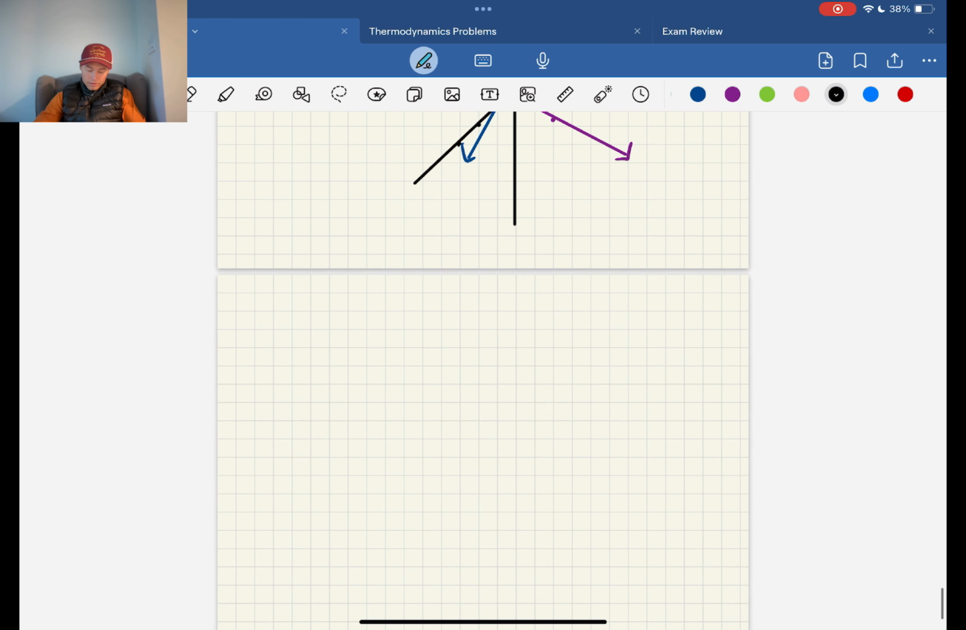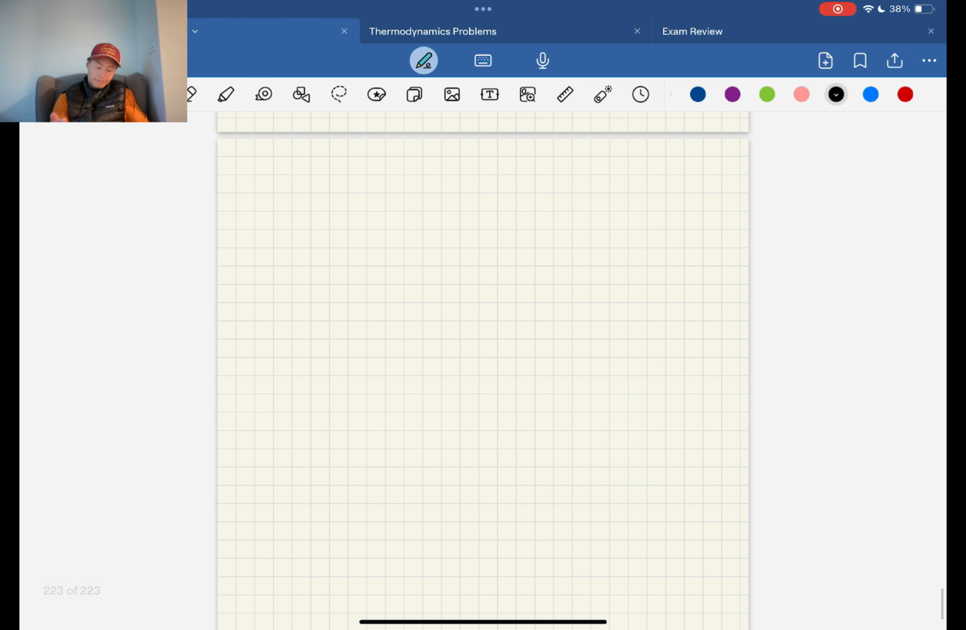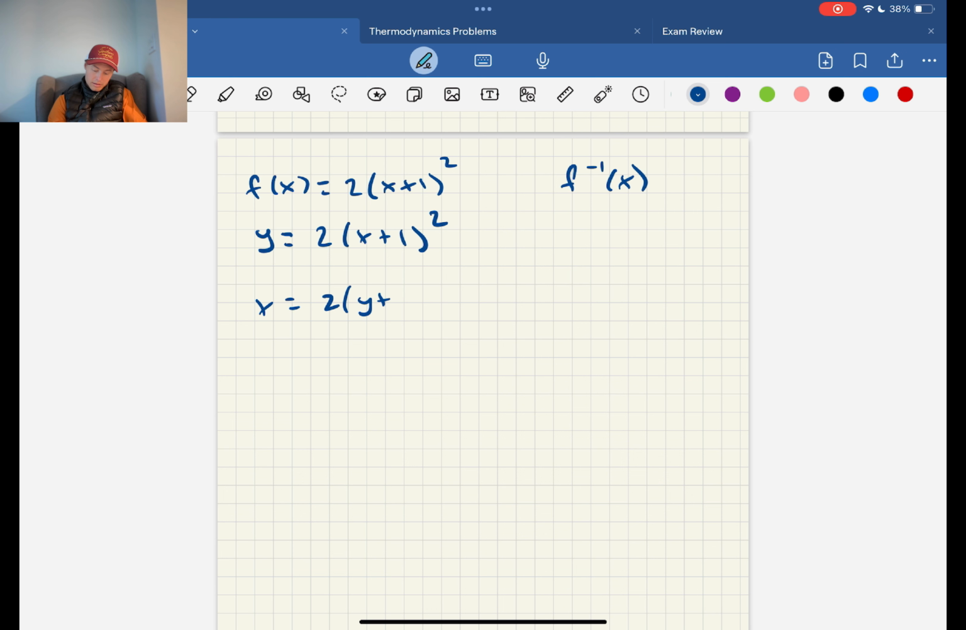Okay, cool. So let's do a little practice here. So let's say we had the function f of x equals 2 times x plus 1 squared, and we wanted to find f inverse of x, so the inverse of that function. So you start by switching f of x for y. Then you swap x and y. Then you just resolve for y. So this is 1/2 x equals y plus 1 squared. Square root both sides. Square root 1/2 x equals y plus 1.